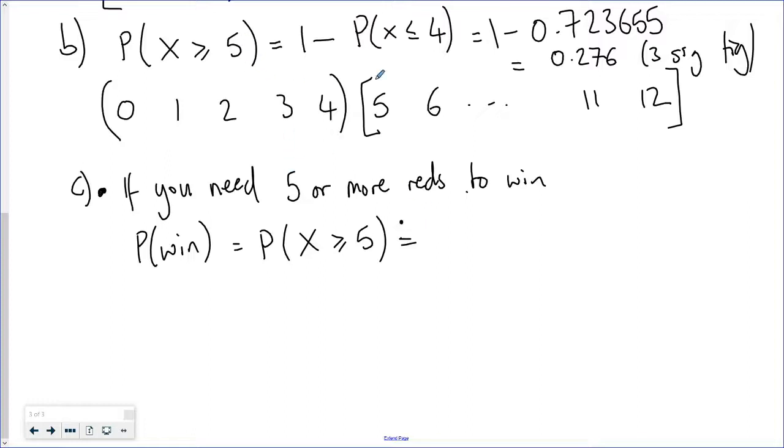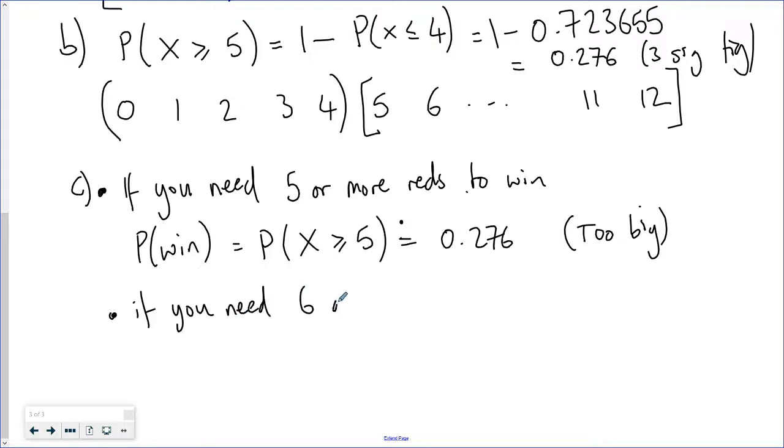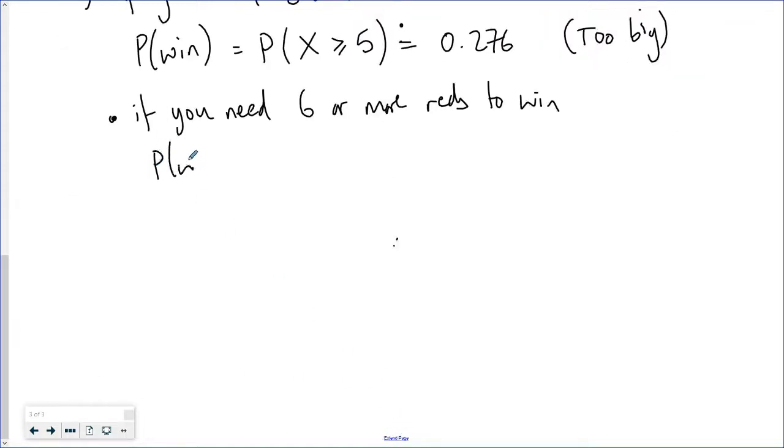Now, we've already worked out what this probability was. It was 0.276. So the probability of winning a prize here is just too big. So we need to make it more difficult to win the prize, make the probability of winning a prize less. So let's have another guess, and let's say if you need 6 or more reds to win.